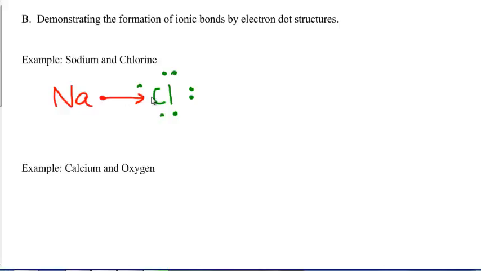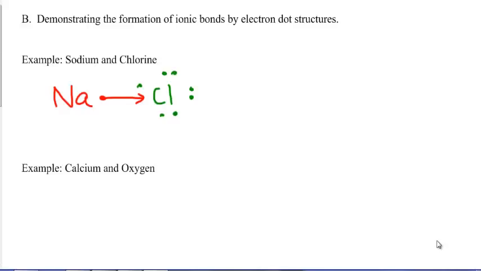A lot of times I'll use the term dot to empty spot, because if you look at chlorine, 1, 2, 3, 4, 5, 6, 7, now this is its 8th one. So it went from the dot to the empty spot on chlorine. Now, notice chlorine now has 8.